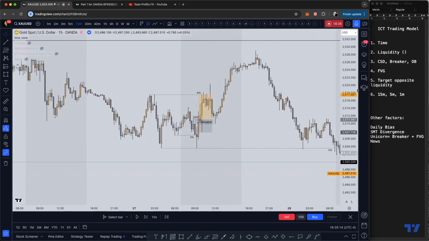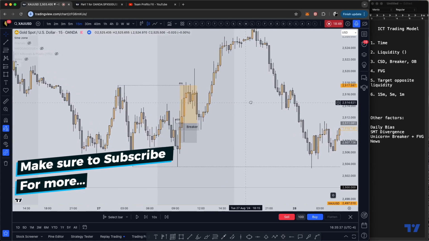Okay. Did we have a change in the state of delivery and a breaker? Yes, we did have that. Did we have a fair value gap inside the breaker? No, it was not a unicorn. We did target the opposite liquidity, which was this high right there. We were on a 5-minute time frame. I'm sorry, the entry was spotted on the 5-minute time frame. So you see, hope it makes sense.